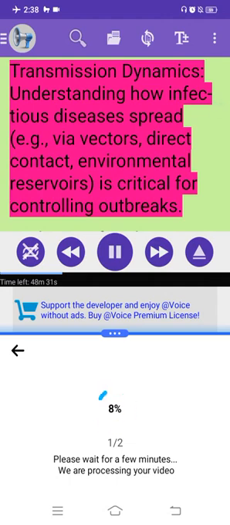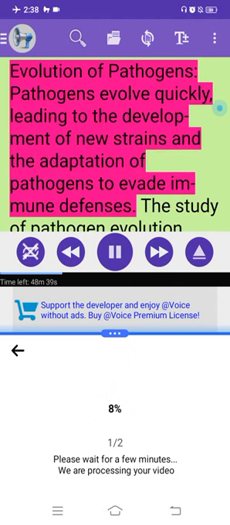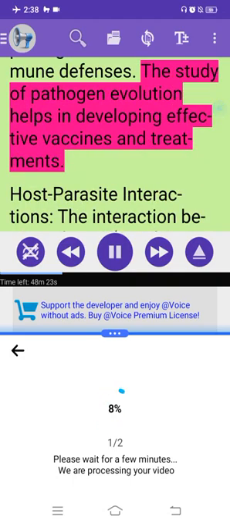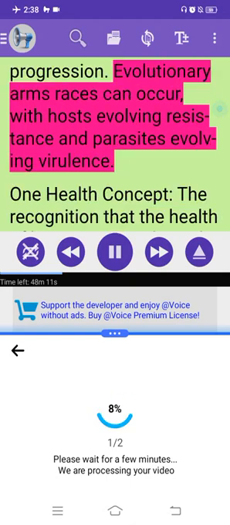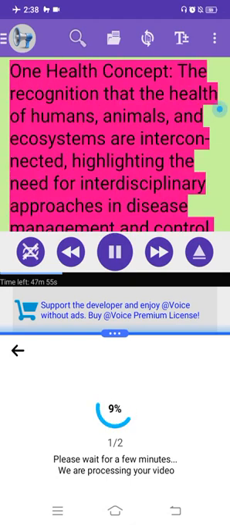Transmission dynamics. Understanding how infectious diseases spread, e.g., via vectors, direct contact, environmental reservoirs, is critical for controlling outbreaks. Evolution of pathogens. Pathogens evolve quickly, leading to the development of new strains and the adaptation of pathogens to evade immune defenses. The study of pathogen evolution helps in developing effective vaccines and treatments. Host-parasite interactions. The interaction between hosts, e.g., humans, animals, and parasites influences disease progression. Evolutionary arms races can occur, with hosts evolving resistance and parasites evolving virulence. One Health concept. The recognition that the health of humans, animals, and ecosystems are interconnected, highlighting the need for interdisciplinary approaches in disease management and control.